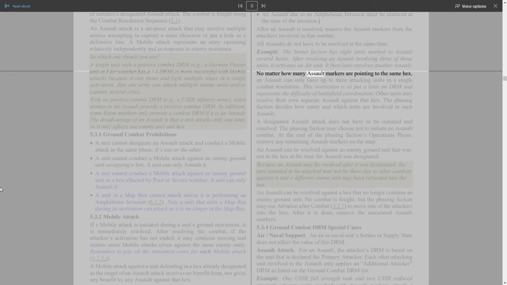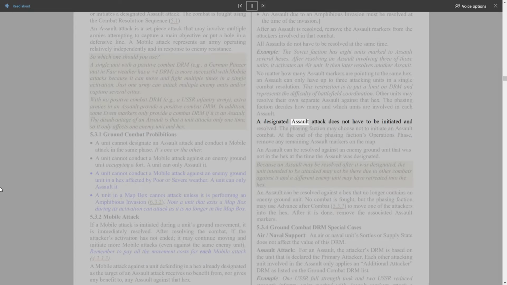No matter how many assault markers are pointing to the same hex, an assault can only have up to 3 attacking units in a single combat resolution. This restriction is to put a limit on DM, and represents the difficulty of battlefield coordination. Other units may resolve their own separate assault against that hex. The phasing faction decides how many and which units are involved in each assault.